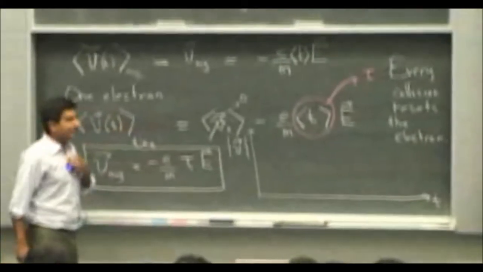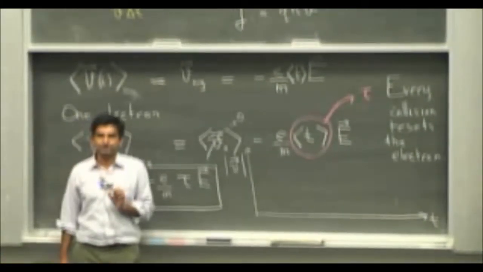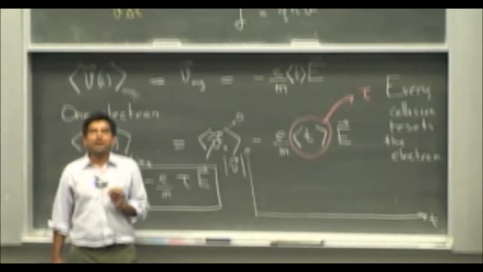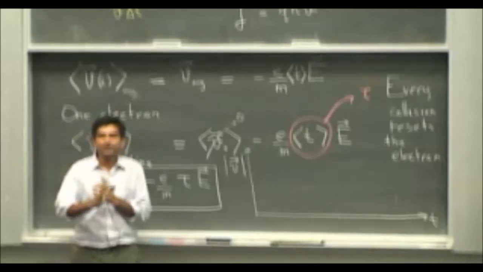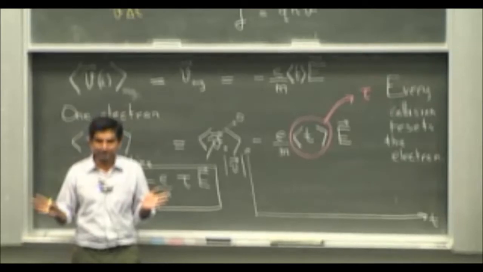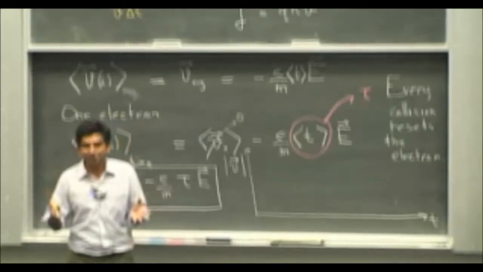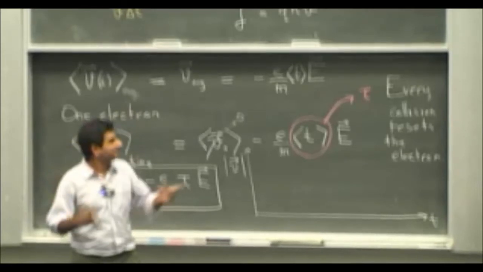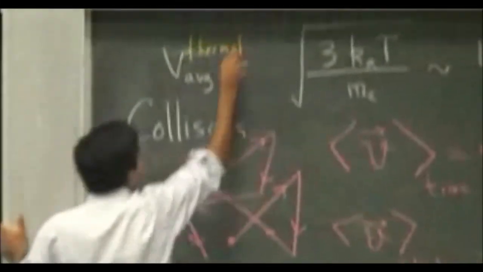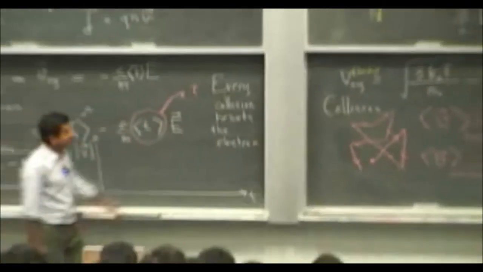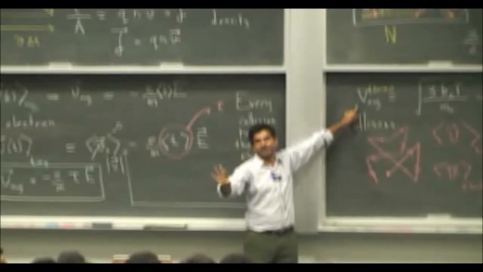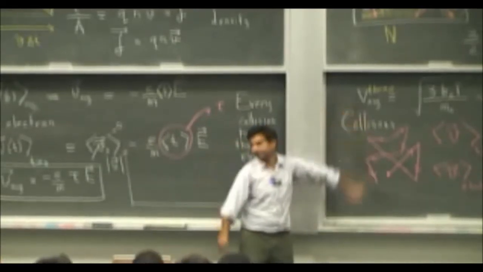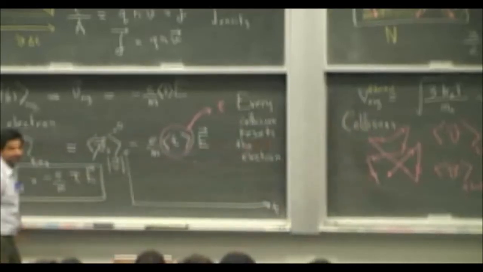All right. So what we have here, we're looking at a single electron. Now after the collision, the electron can start off with any speed, ranging from 0 to this thermal speed. This is just the thermal speed, the average speed just due to the thermal electrons, the electrons that are in thermodynamic equilibrium.